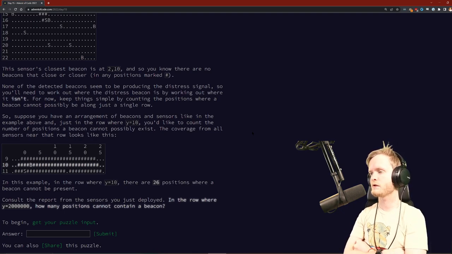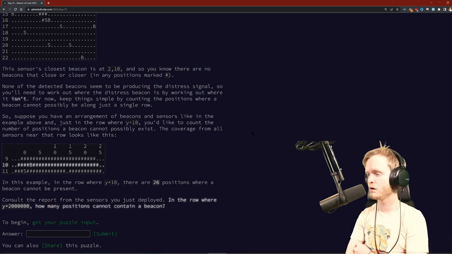The coverage from all sensors near that row looks like this. Consult the report from the sensors, in a row where y equals 2,000,000. How many positions cannot contain a beacon?